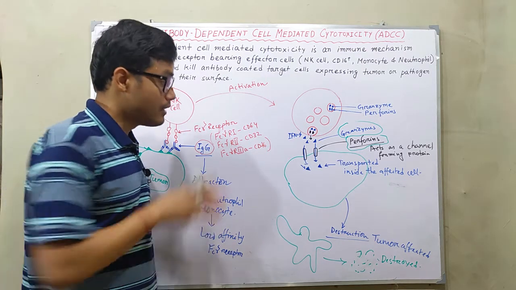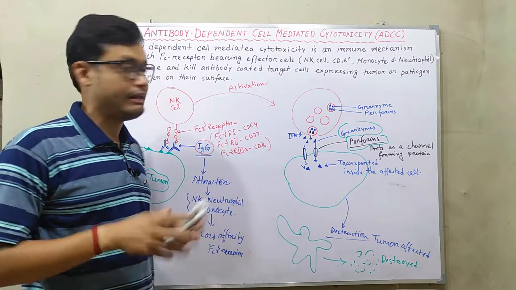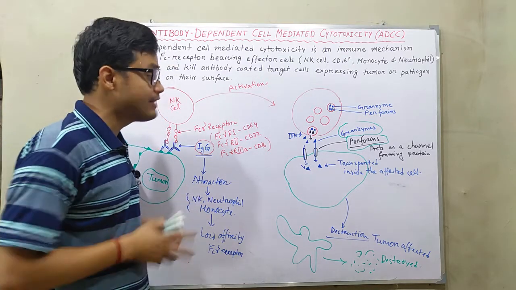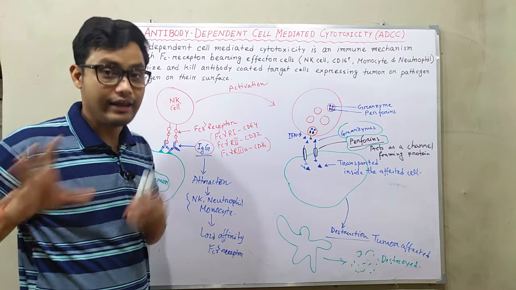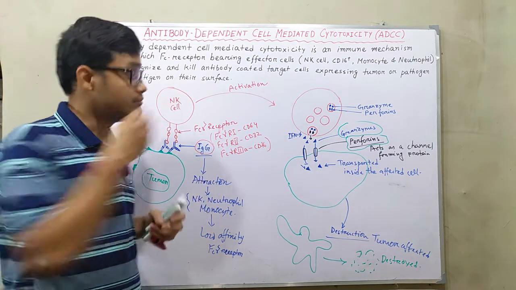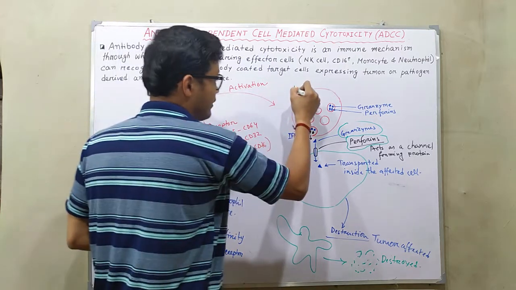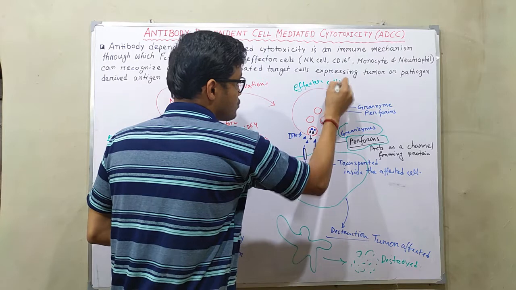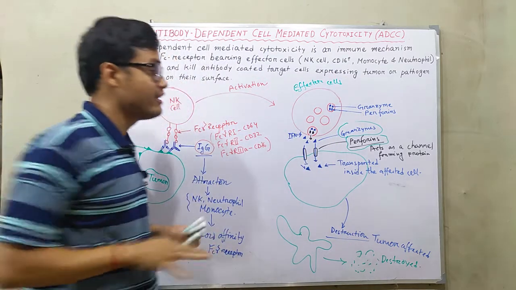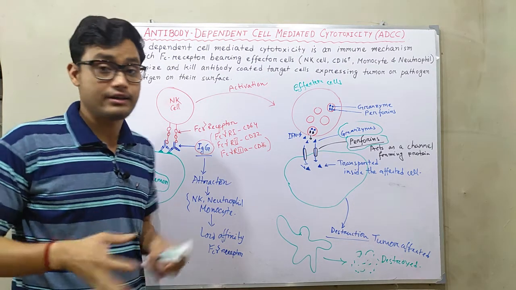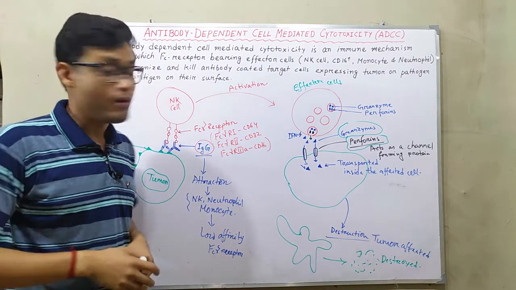So this is the total process of ADCC, antibody dependent cell mediated cytotoxicity, which does not include any MHC, but is a mechanism by which the effector cells directly kill the affected cells, tumor affected cells or viral affected cells in our body.